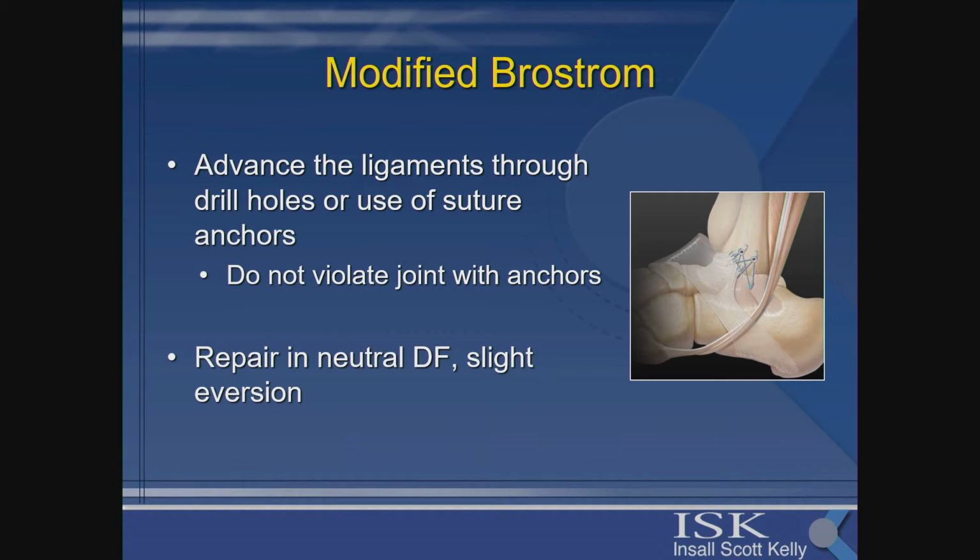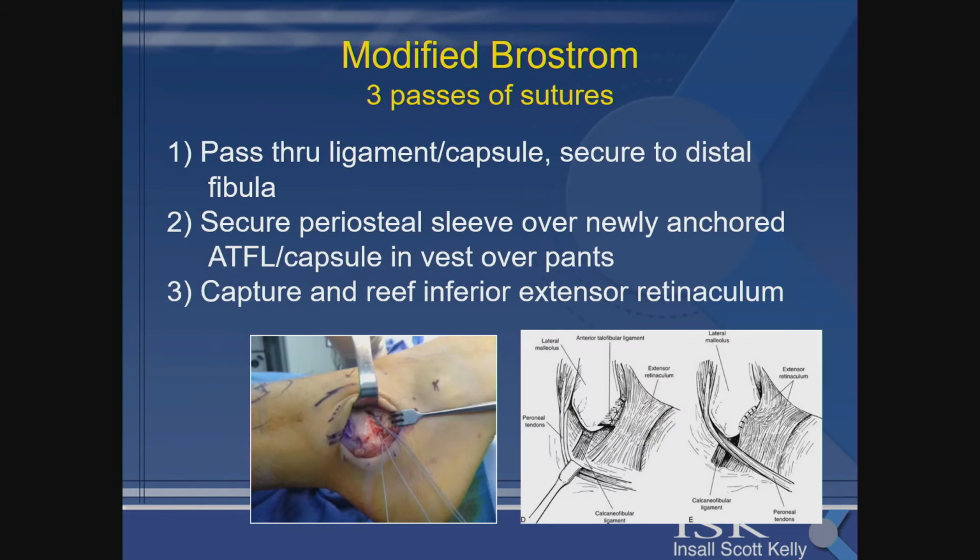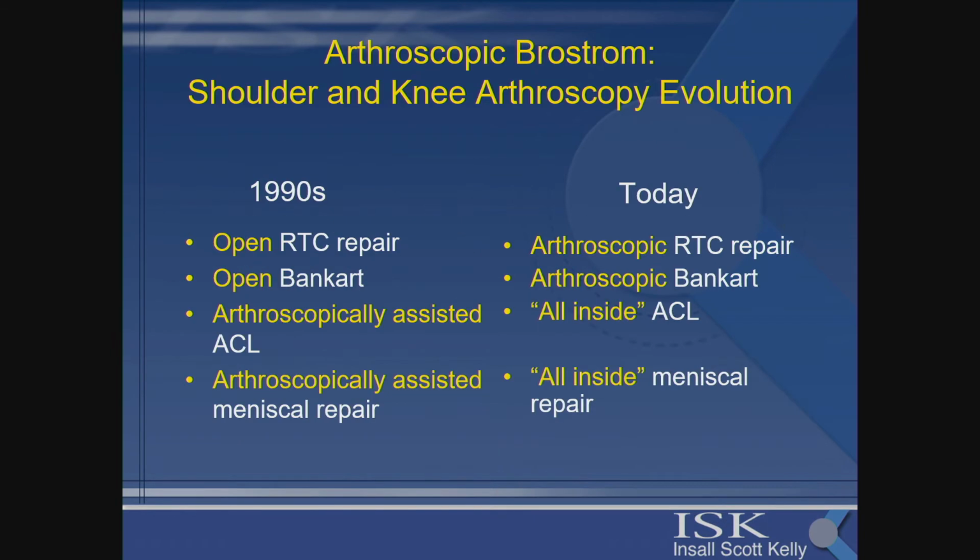I then advance. I use anchors. Historically, you could use drill holes. Most people use anchors today. So I put 2 anchors in the distal fibula, and then I actually use 3 passes of the suture. So I pass it through the ligaments and then back through the periosteal flap, almost like a pants over vest, and then back through the retinaculum with the 3rd pass. And I do that with the foot in dorsiflexion and eversion. And so that's the open repair.